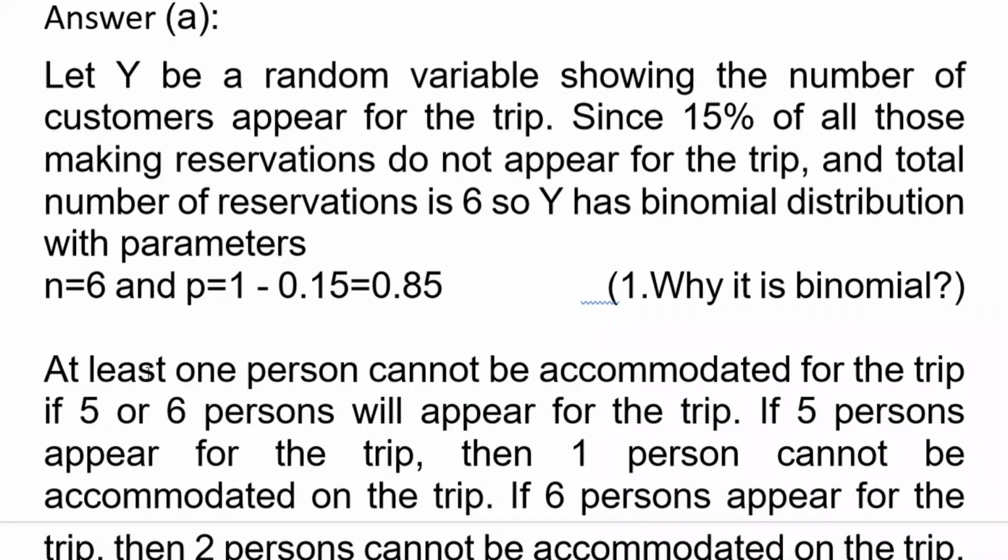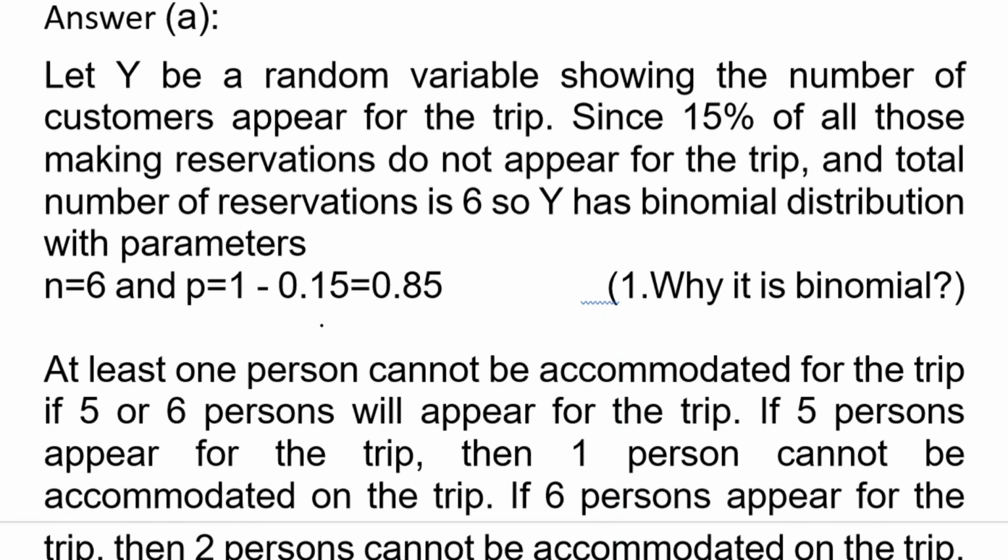Let's get started. Define a random variable Y that shows the number of customers who appear for the trip out of 6 reservations. As it is given in the question that 15% of those making reservations do not appear for the trip, by the complement rule of probability, the probability that a customer will appear for the trip is 1 minus 0.15, which is equal to 0.85. Here Y has a binomial distribution with parameters n equal to 6 and probability of success p equal to 0.85.